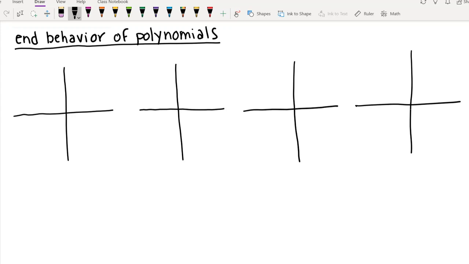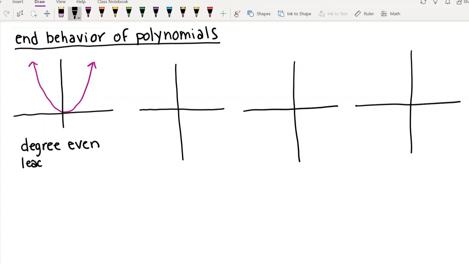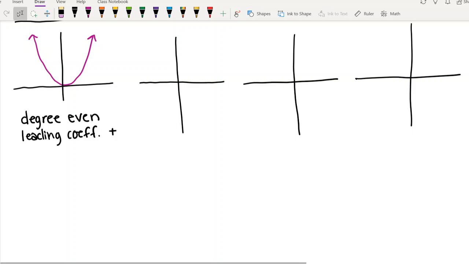Okay, so the first case is if you have an even degree and a positive leading coefficient, then the general shape of the graph will look like a parabola. I'm not saying that the graph will exactly be a parabola, but it will look like one. So this is a case where the degree is even and the leading coefficient, abbreviating here for the sake of space, is positive. So the most simple example of a function like that would be f of x equals x squared.